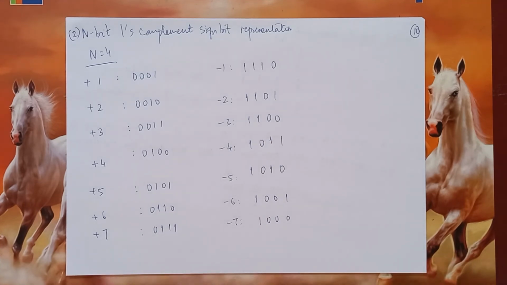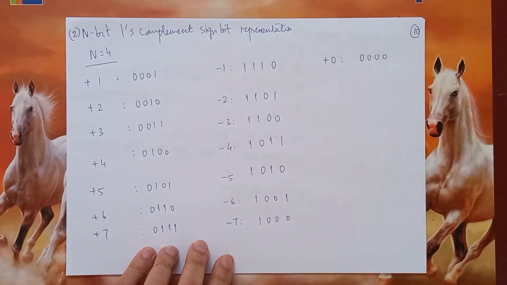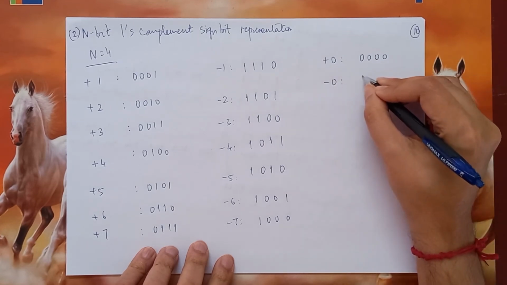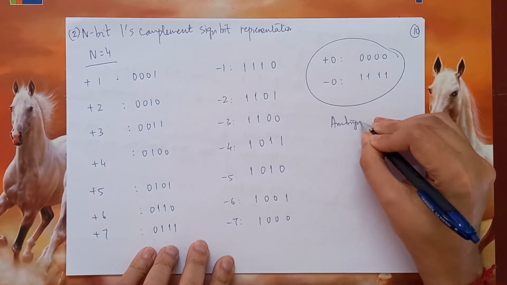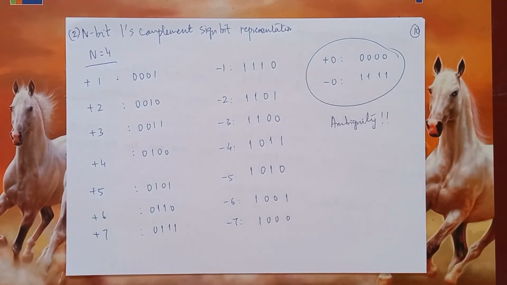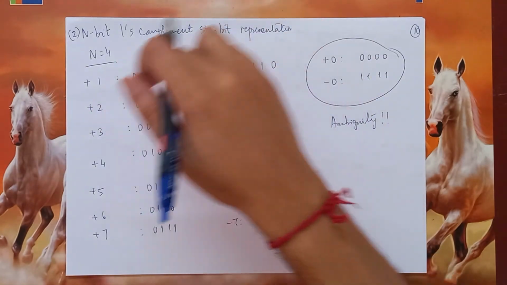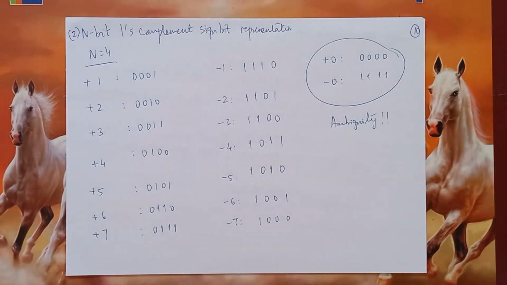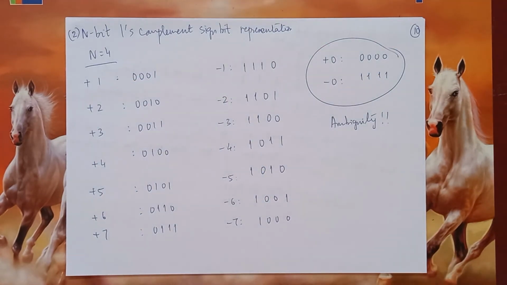The next question is, what about 0? So once again, plus 0 I can represent as 0000. But minus 0 will be 1111. Once again, there is ambiguity. Although we don't have to worry about the sign bit now, because the sign bit is directly encoded into the number itself, where if you take the complement of the positive number, you automatically get the sign bit. That is one advantage. But again, this ambiguity is there.